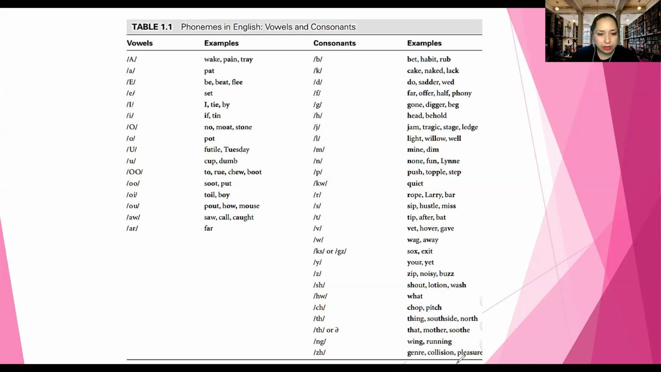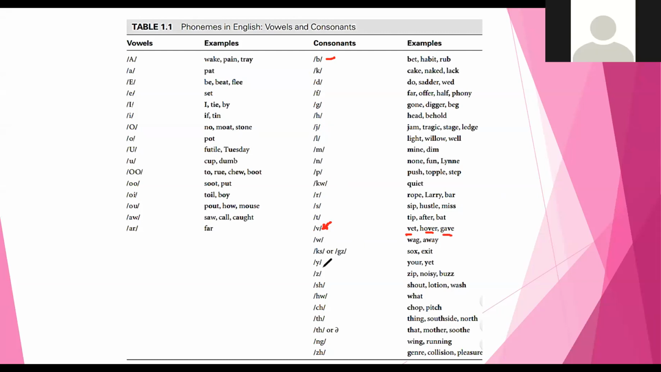So V, the sound is V, not B. It's a little different from B. Remember your lips for B, the first one that we saw at the beginning here, and this one is V. You use your top teeth and your lower lip, V. And then we have B: over, gave. Okay, so it's different.